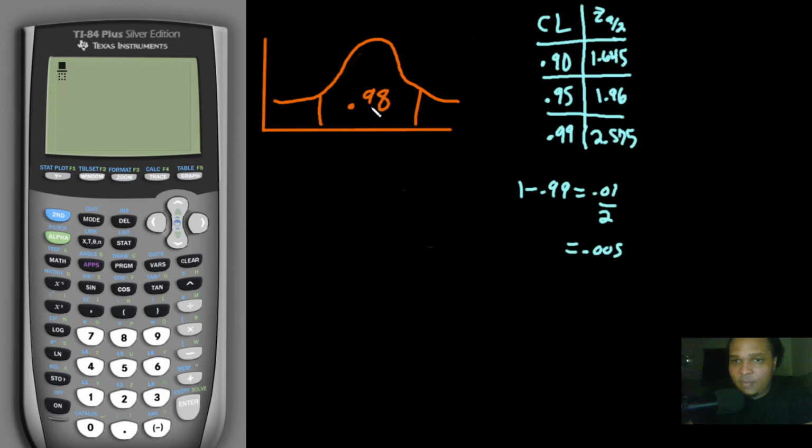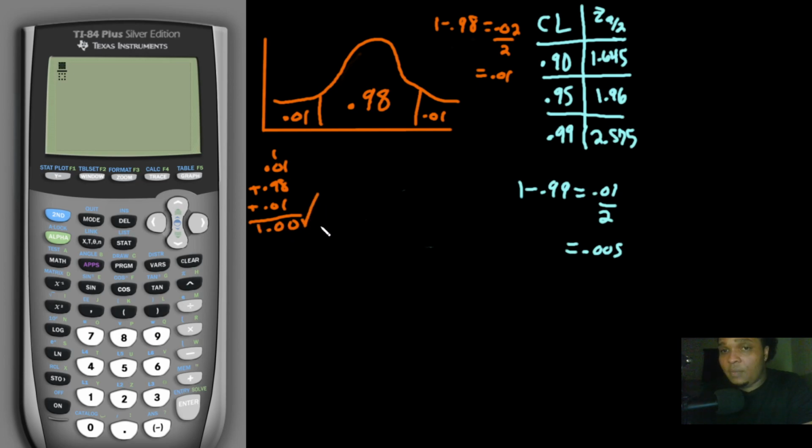0.98. Let's figure out what the missing thing is. The missing things are going to be the same. So you do 1 minus 0.98, which gives you 0.02. Divide that by 2, you get 0.01. That goes here, that goes here. I know I did it fast. Let's make sure that we add these up. 0.01 plus 0.98 plus 0.01 is 1.00. That's 100%. We're going to take the inverse norm of just one of those tails.